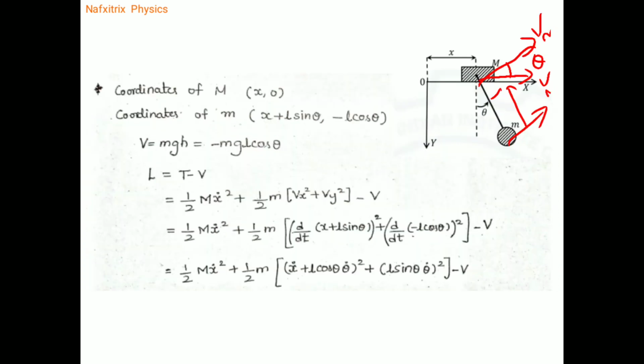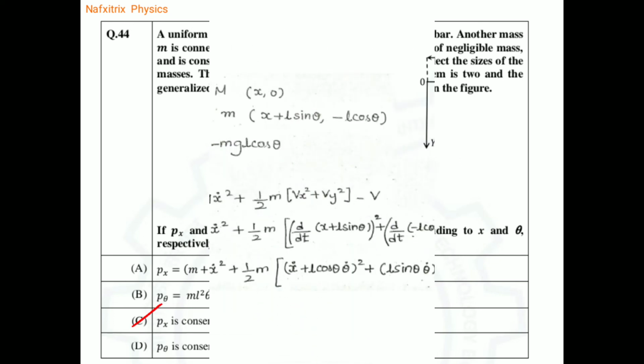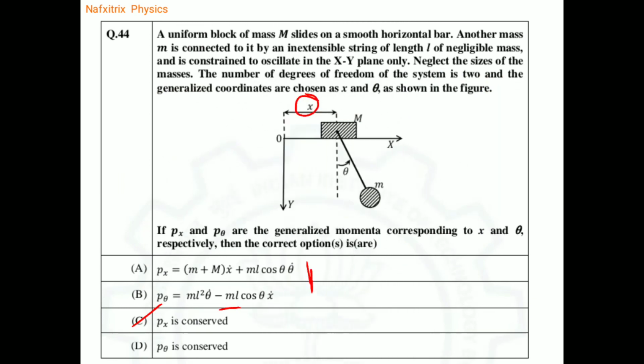So here, px is conserved, so that is one of the options, and we need to check among these two options. So m plus m x dot, here we have minus. Let us see what we have got. Here we are getting plus in the middle, so the p theta that was given is wrong. And here, m plus m x dot ml cos theta theta dot, so this is also the correct option. So A and C are the correct options for this question.